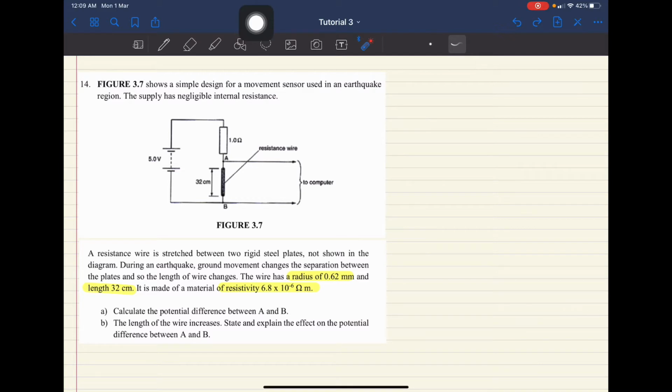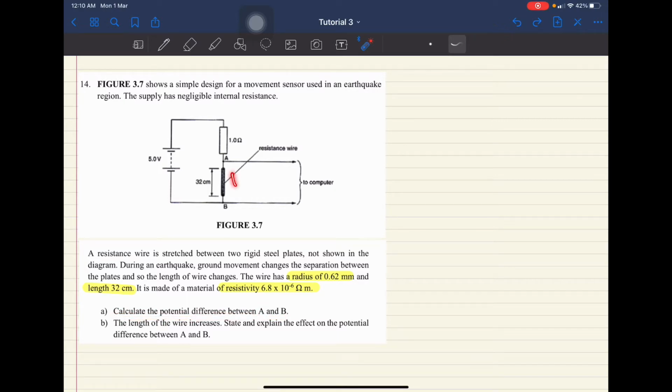So in this video, we covered the last part of our tutorial question. So we covered question number 14 and 15. Question number 14, they give you a circuit that shows a sensor used in an earthquake. And they did give you the dimension of the wire here, such as the radius, the length, and the resistivity. So the first question, they want to calculate the potential difference between A and B.